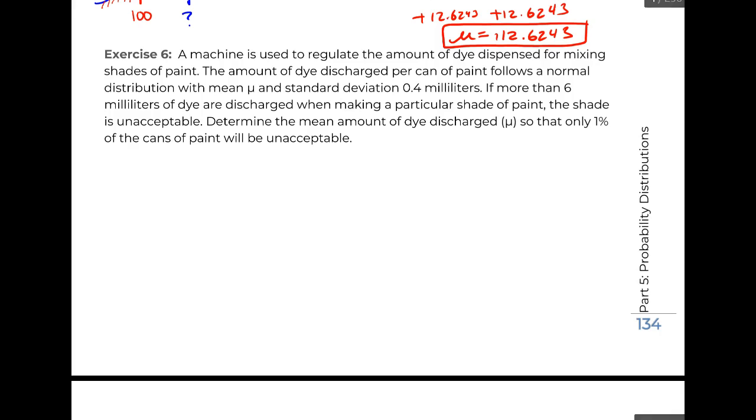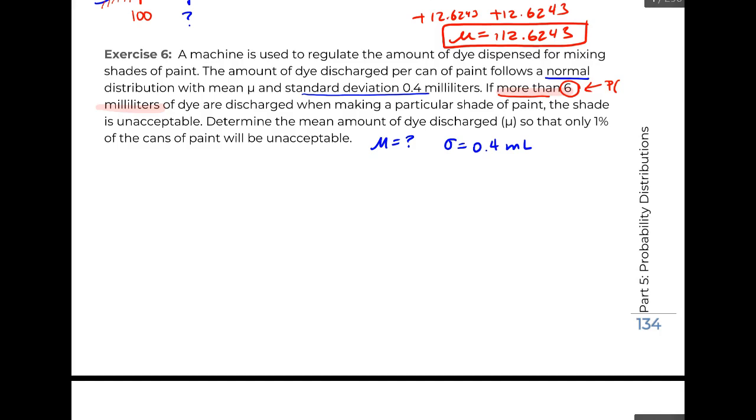So reading through this question, we've got some information about a machine, which we can see, as we've been told, we've got our normal distribution, so we know we're using our good friend the normal. The mean is mu, that's weird, and the standard deviation is 0.4 milliliters. If more than 6 milliliters of dye are discharged in making a particular shade, the shade is unacceptable. So it looks like here, more than 6 milliliters, we've got sort of a direction, right? We've got our more than, and we've got a cutoff. So we've got our x.